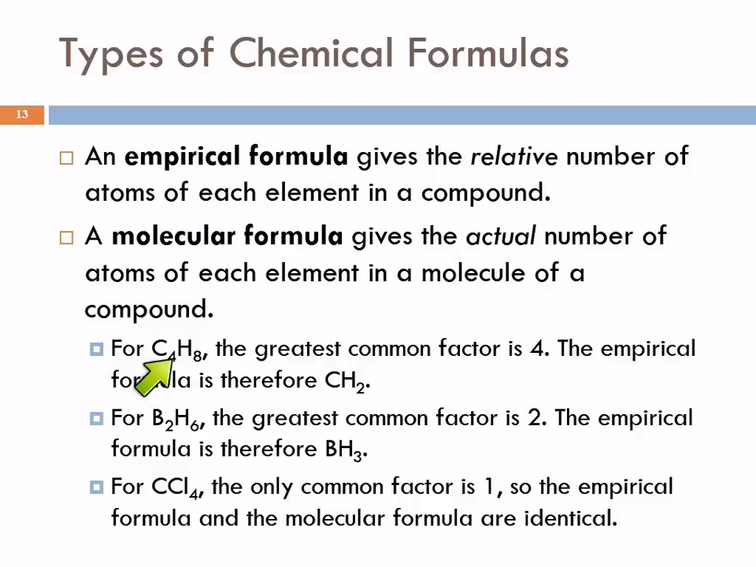C4H8. This is the molecular formula. And so if I look at the ratio here of carbons to hydrogens, I see that it's 4 to 8. That ratio can be simplified. I can divide both of those numbers by 4 and come up with the same ratio. 1 to 2 is the same ratio as 4 to 8. This is the empirical formula. The empirical formula has the lowest ratio in the subscripts.